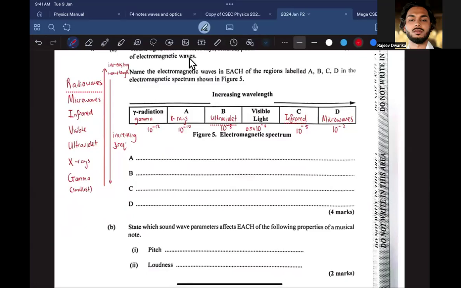Justin, we labeled everything already. Tell me where's A, where's B, where's C, where's D? A is X-rays. Right? B is ultraviolet. C is infrared. And D is microwaves. Right. Awesome. So let's move on now.